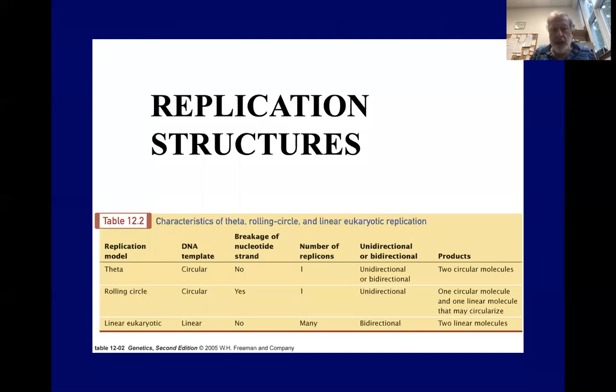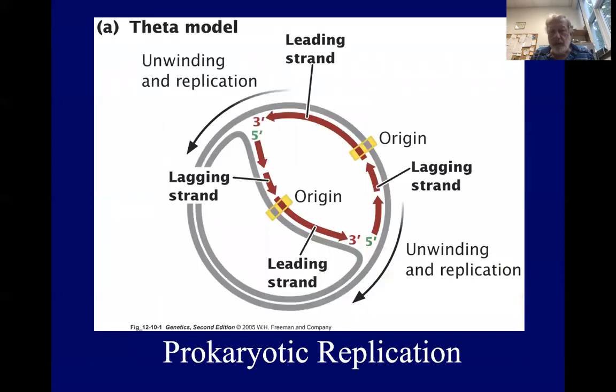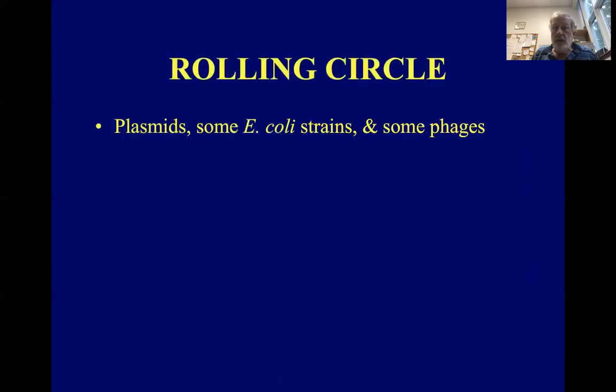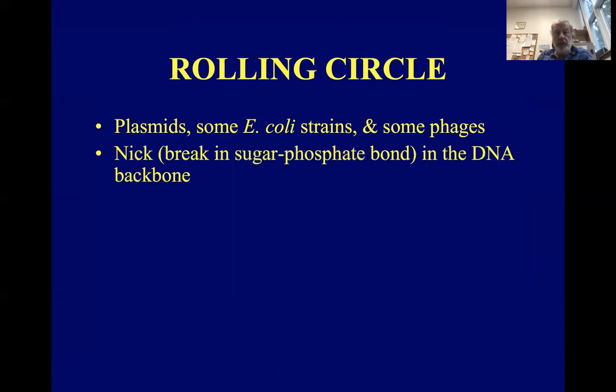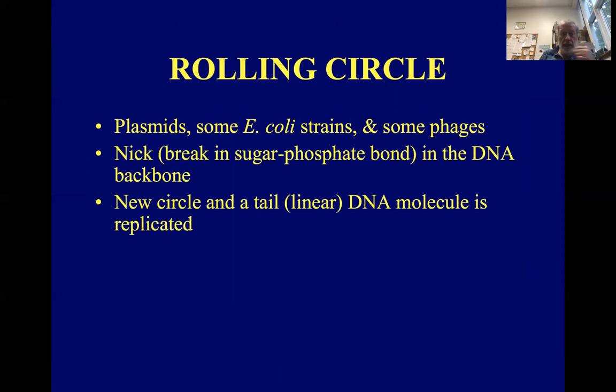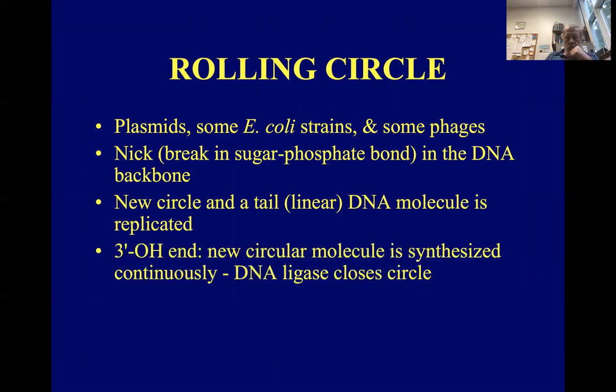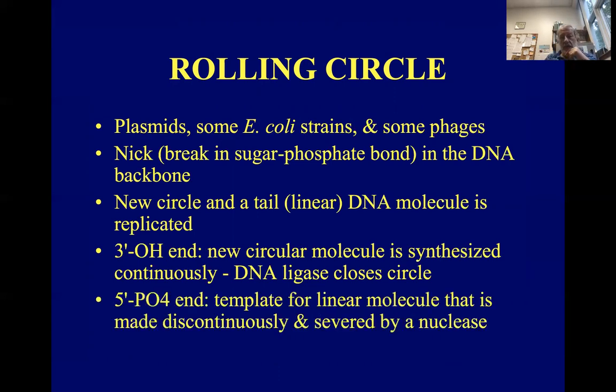This shows theta, rolling circle, and linear from your little table in your textbook. So here's the theta model or theta structure, like the Greek theta, kind of an oval with a line through the middle. The rolling circle is used by plasmids, some strains of E. coli and some phages. Basically what happens is the leading strand is synthesized circularly and the lagging strand is synthesized in a linear fashion.